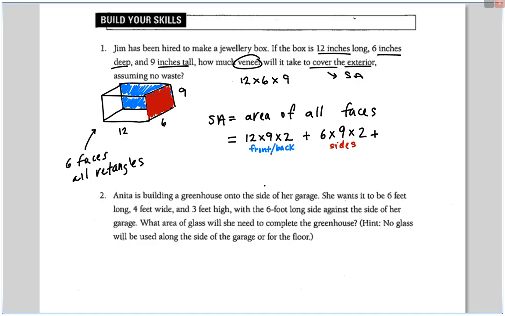And as well, we have to do the top and the bottom. So let me use a different color for the top and the bottom. So let me color in the top here. So there's the top, and if you look at the dimensions of the top, it's 12 long, and it's 6 into the page. So the dimensions of the rectangle for the top face would be 12 times 6, and there's 2 of those. So that's the top, bottom.